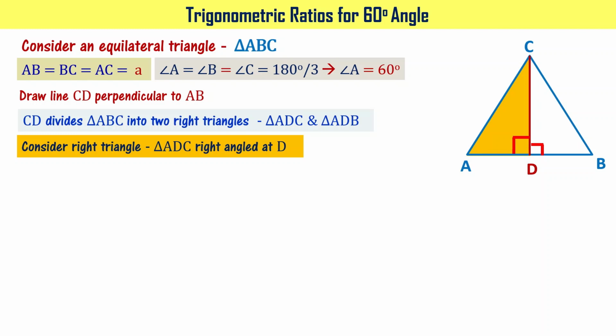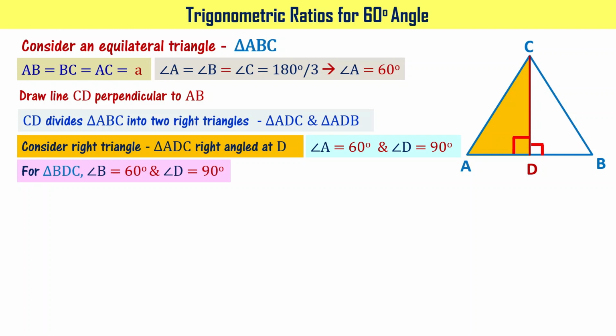Sorry, the second triangle is triangle BDC. Now let's consider right triangle ADC, that is right angled at D, right? Angle A is 60 degrees, we know that, and angle D is also known, that is right angle, so it is 90 degrees. Now if you consider triangle BDC, for that angle B we know that is 60 degrees and angle D is 90 degrees, right?